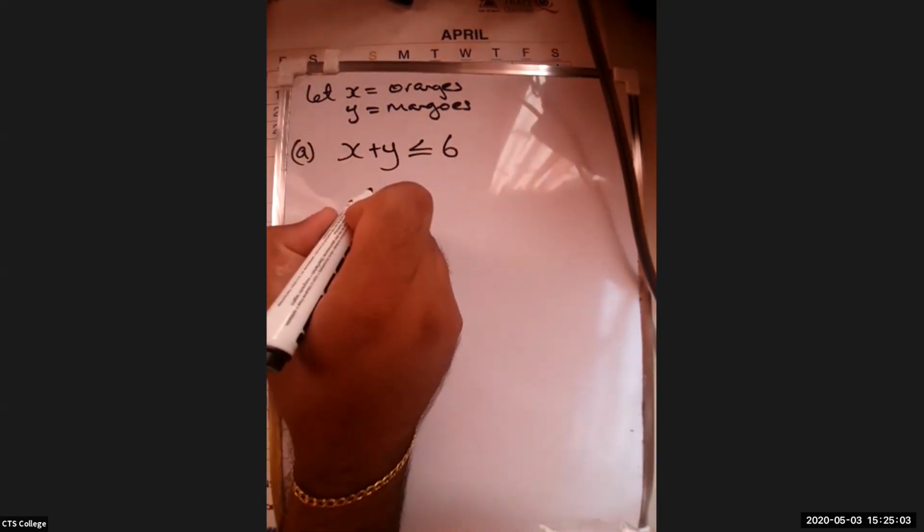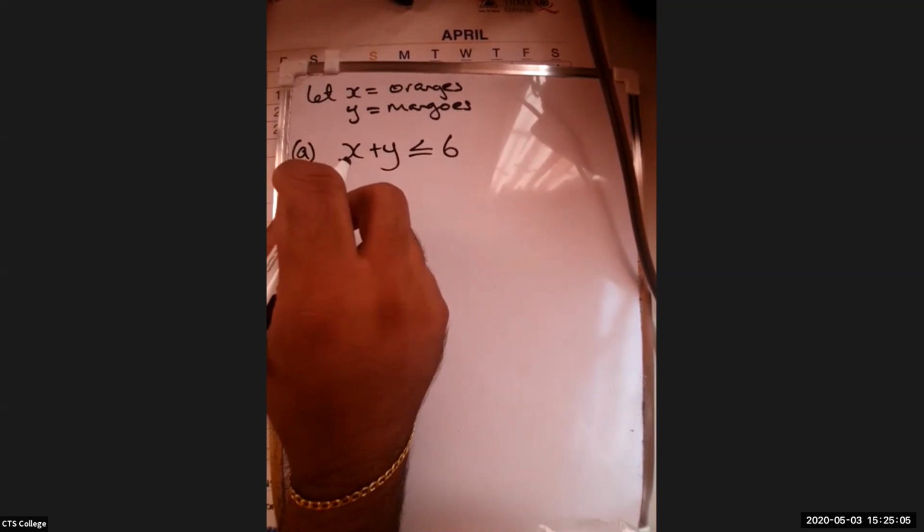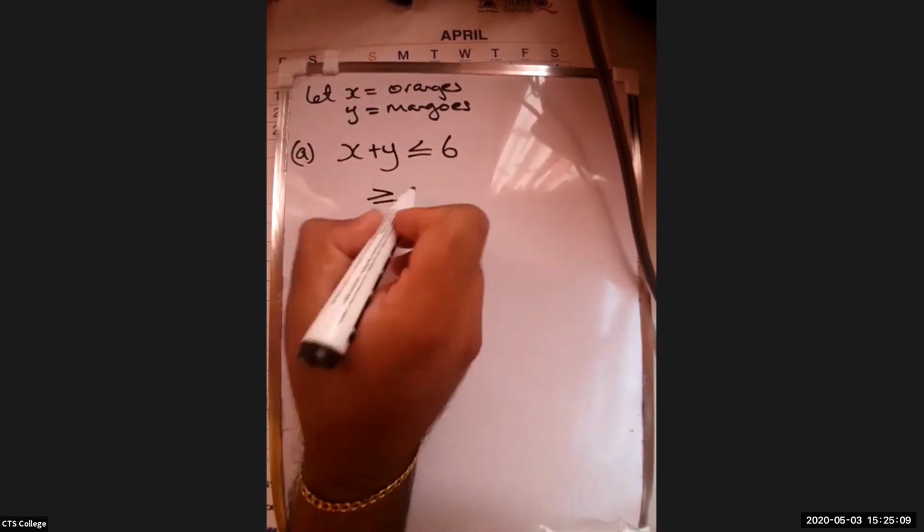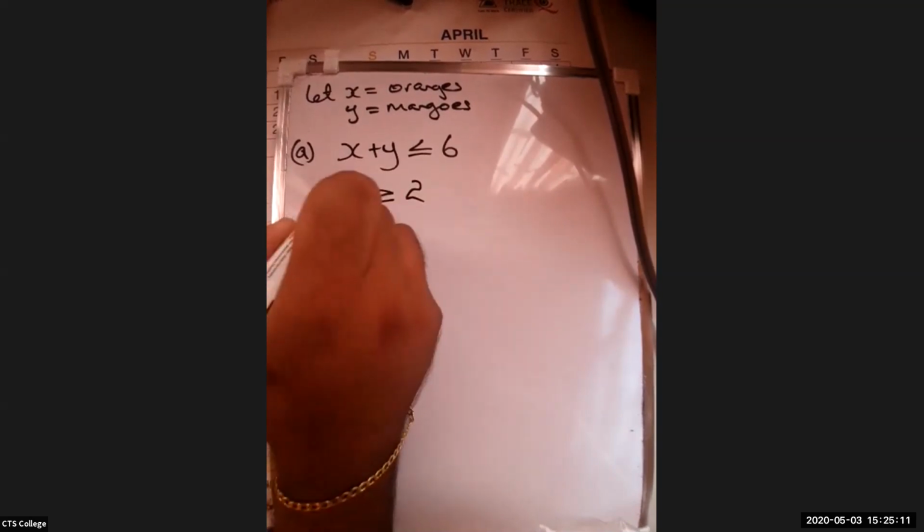All right, that's the first equation. The next one, she must buy at least 2 mangoes. At least means what? Greater than or equal to 2. Correct. So greater than or equal to 2. And mangoes we're talking about, so it's Y, right? Yeah? Yes, sir.